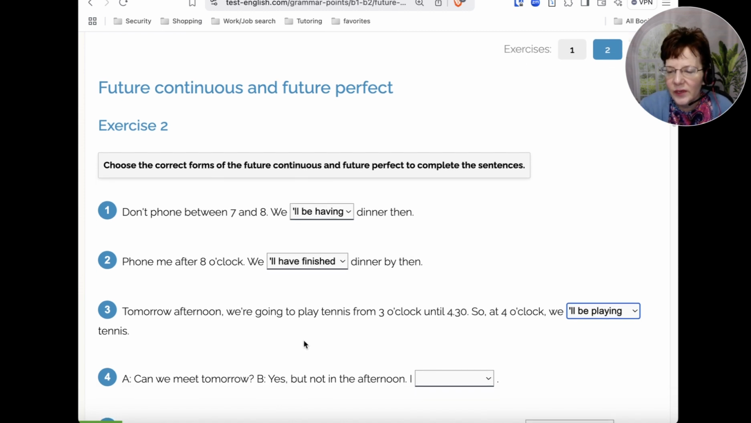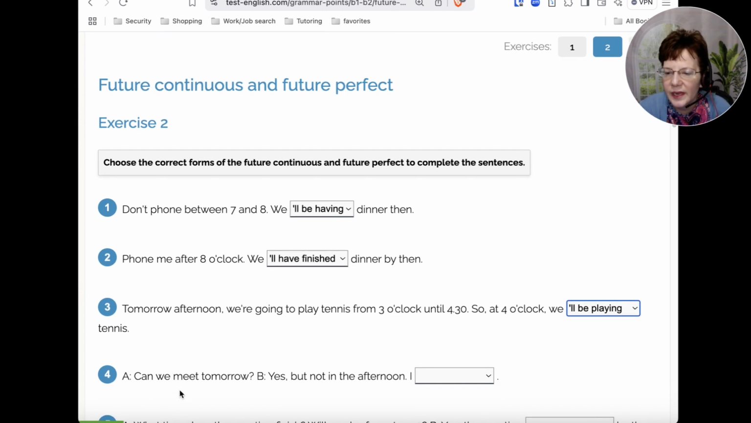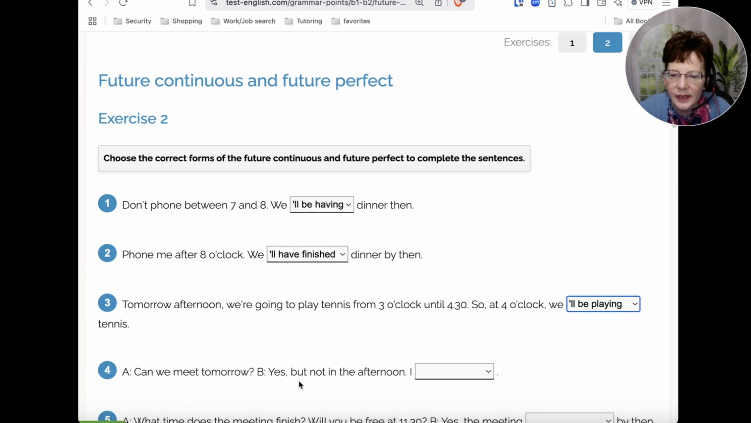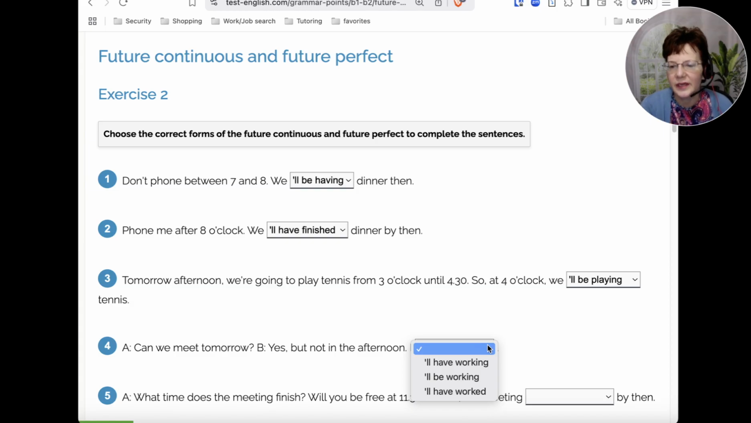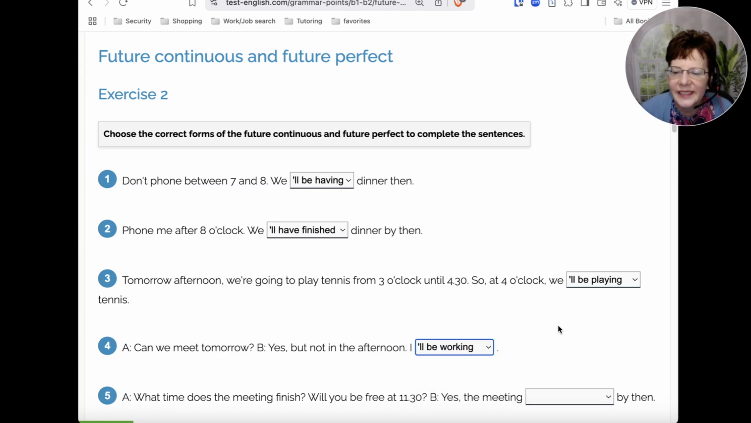Okay, one more here. So can we meet tomorrow? Yes, but not in the afternoon. I will have working, will be working, or will have worked. Okay, so sounds like it will be in progress still. So if you chose the middle option, will be working, that would be correct.